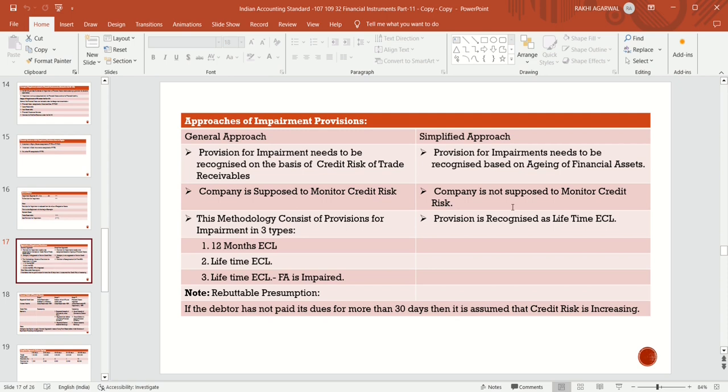What is rebuttable presumption? If the debtor has not paid its dues for more than 30 days, then it is assumed that credit risk is increasing. Means if there is a credit period of 1 month, and the debtor is not paying the dues within 30 days, then we will assume that there is a credit risk in these debtors. The minimal assumption is 30 days, but it will be decided in the contract whether 45 days, 60 days, or whatever period the management decides.